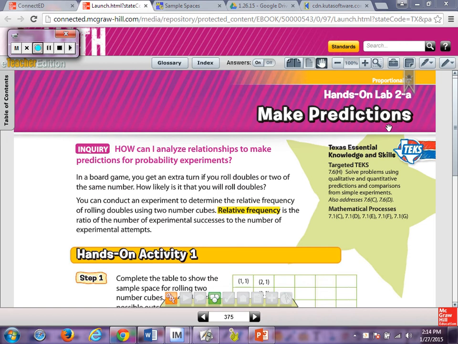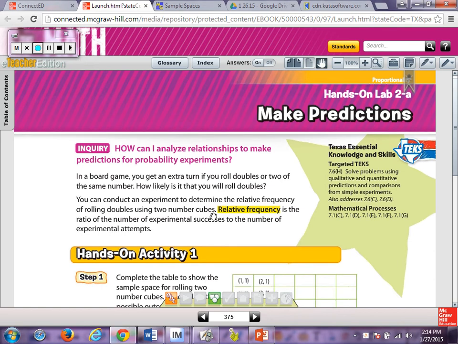So today our question is, how can I analyze relationships to make predictions for probability experiments? In a board game, you get an extra turn if you roll doubles, or two of the same number. That's what doubles means. How likely is it that you will roll doubles? You can conduct an experiment to determine the relative frequency of rolling doubles using two number cubes.